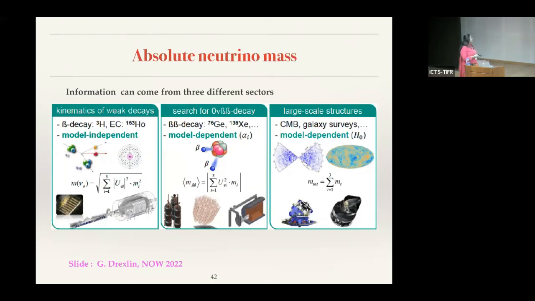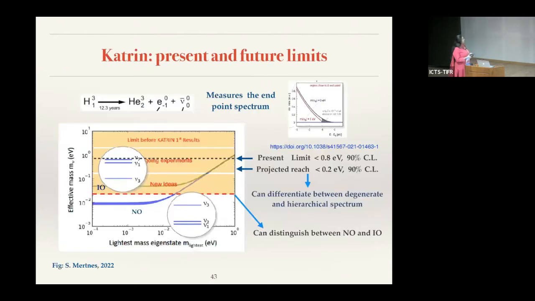Absolute neutrino mass can come from beta decay, neutrino-less double beta decay, also from cosmology. And this is tritium beta decay by KATRIN. In the ongoing experiments, the present limit for KATRIN is 0.8 electron volt, and the projected reach is 0.2 electron volt. So you can see in this plot, this is the normal ordering, this is the inverted ordering, and this region is the degenerate. So already it differentiates between degenerate and hierarchical spectrum. One has to come below this 0.2 eV to distinguish between normal ordering and inverted ordering.